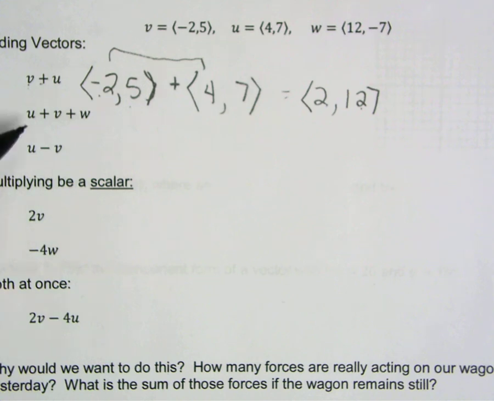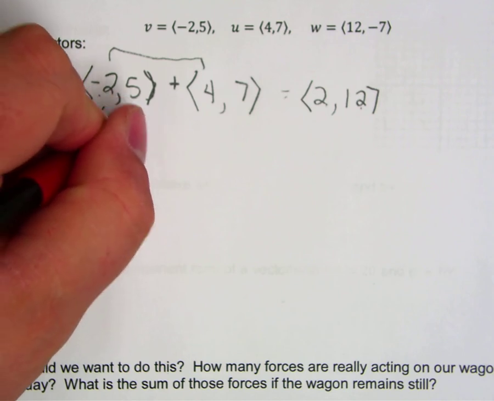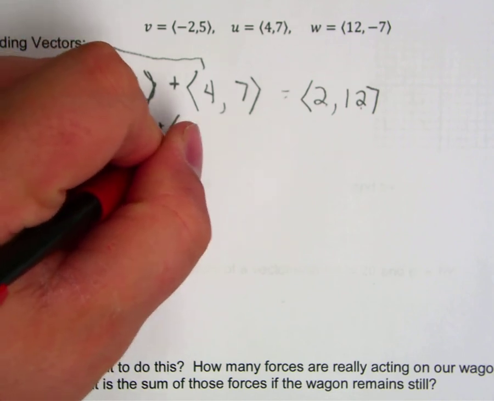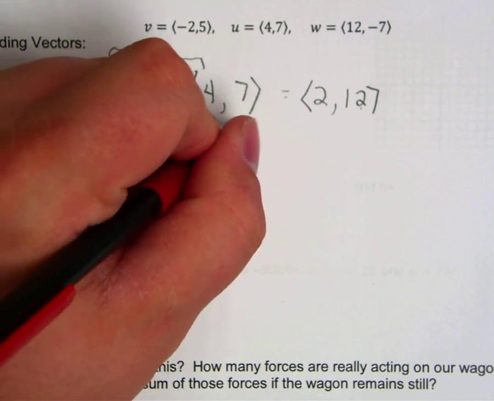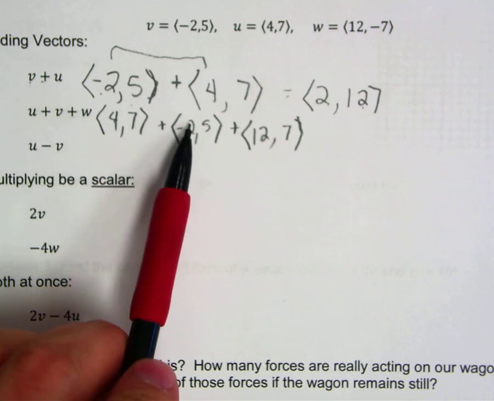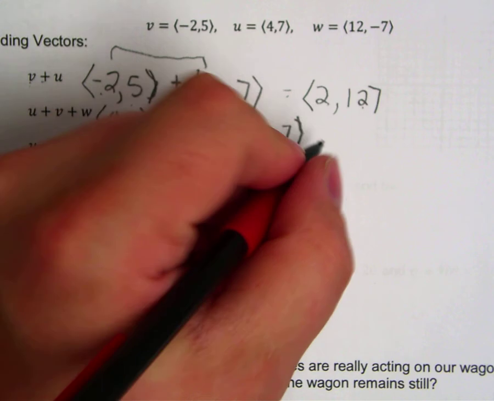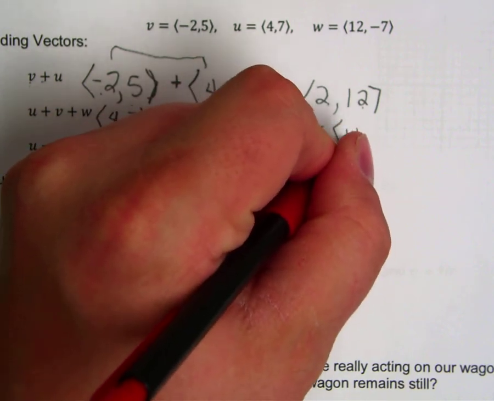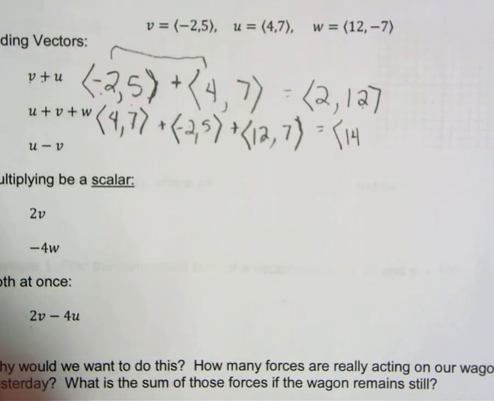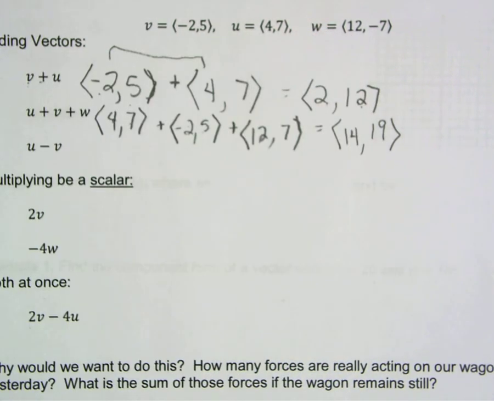I can do the exact same thing if I'm adding more than 2. Add the first 2, then add the next 2. So here you might have something like u is 4, 7, v is negative 2, 5, and w is 12, 7. I can just add all of my x's together. So 4, negative 2 is 2, 12 is 14. 7, 5 is 12. Another 7 gives me 19. A lot of times you hear that called the resultant vector.